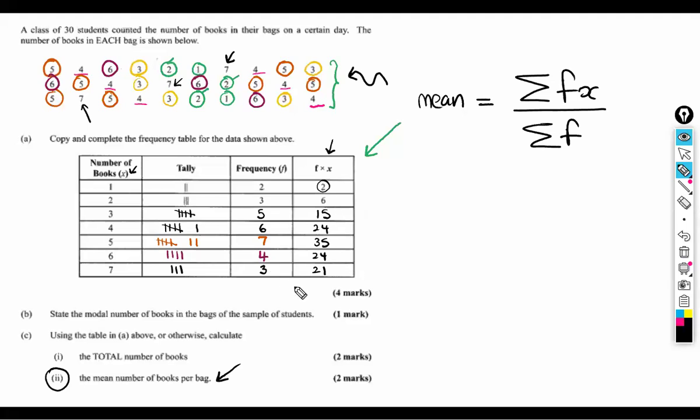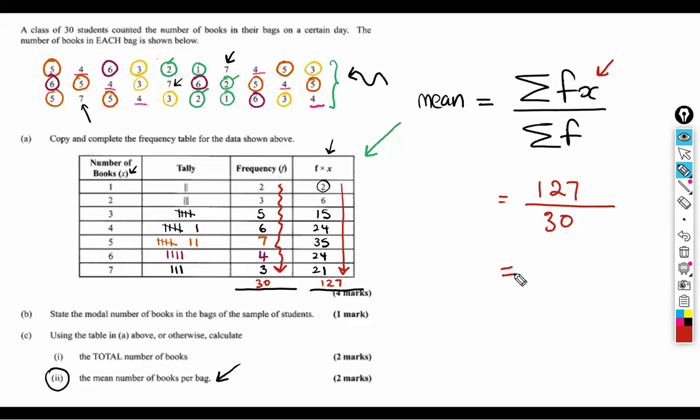All right. I wish they had given us a little bit more space underneath here so we could have added up and put the answers, but I guess the examiner wasn't feeling too generous. So let's add up everybody in the fx column, and that will be our top value. 2 plus 6 plus 15 plus 24 plus 35 plus 24 plus 21. Now, I hope I did it correct. I get 127. So my top value is 127. And the frequency, when we add this up, we're supposed to get 30.